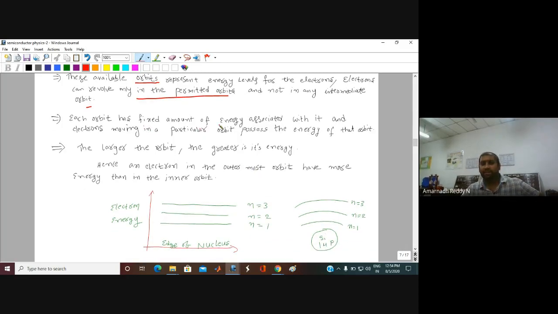Each orbit has a fixed amount of energy associated with it.